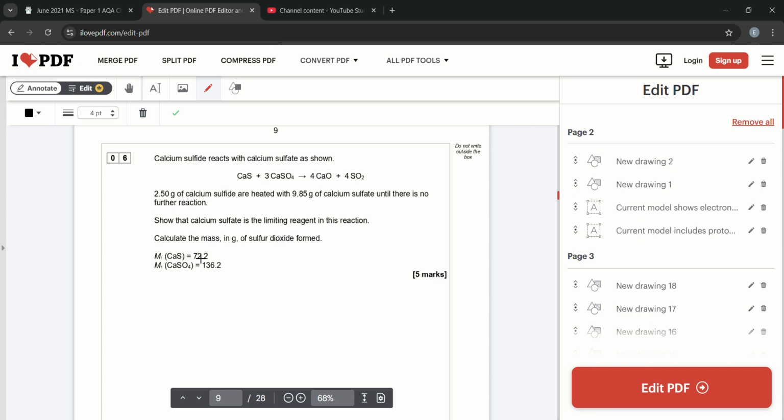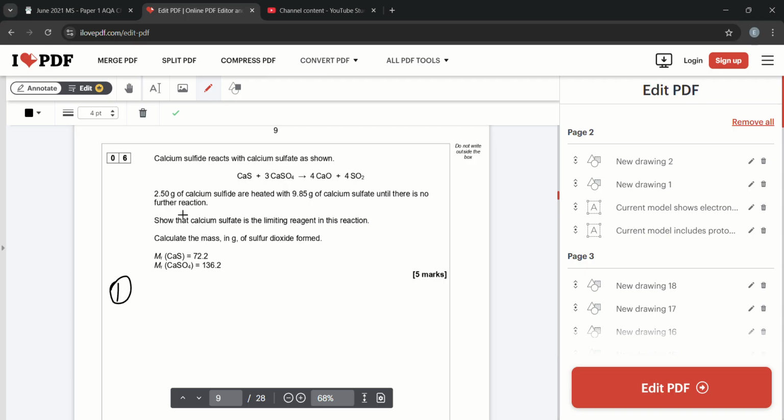Question 6. Calcium sulfide reacts with calcium sulfate as shown. 2.50 grams of calcium sulfide are heated with 9.85 grams of calcium sulfate until there is no further reaction. Show that calcium sulfate is the limiting reagent in this reaction. Calculate the mass in grams of sulfur dioxide formed.